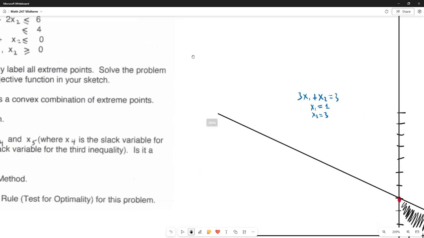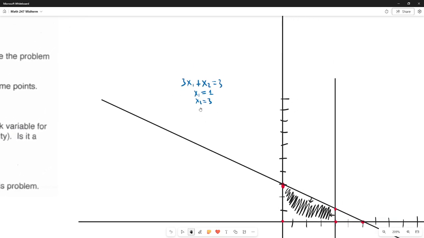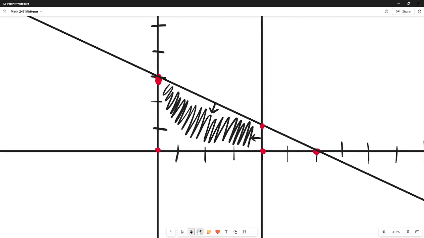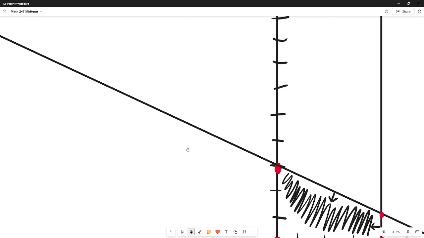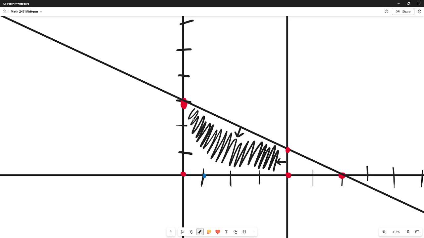All right. Okay. So we see that x1 is equal to 1. So we're going to go to 1 over here. There we go. Put 1. And we see that x2 is equal to 3. So we're going to go over here: 1, 2, 3. Right, that's right there. And we're going to graph that line.